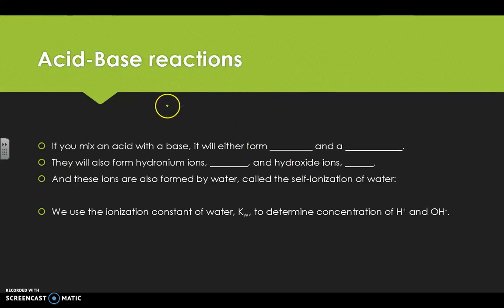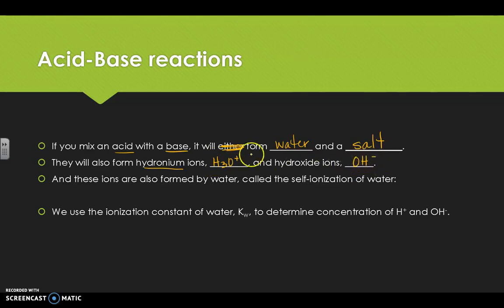All right, in an acid-base reaction, we've seen these before. Nothing new here. An acid-base reaction is also called a neutralization reaction. And we know that an acid-base reaction is when an acid reacts with a base, and it will form water and a salt. Now remember, this isn't just table salt, this is a salt, which means that it's an ionic compound. Okay, acids and bases will also form what we call hydronium ions, H3O+, and hydroxide ions, OH-.